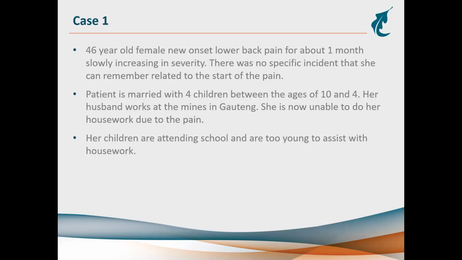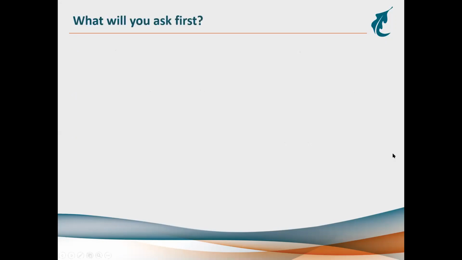Okay. All right. So for our case here, we have a 46-year-old female with new onset of lower back pain for about 1 month, slowly increasing in severity. There was no specific incident that she can remember that related to the start of the pain. She is married with 4 children between the ages of 10 and 4. Her husband works at the mines in Gauteng, and she's now unable to do her housework due to the back pain. Her children are attending school and are too young to assist with any of the housework. So, what would be the first question you would ask her?